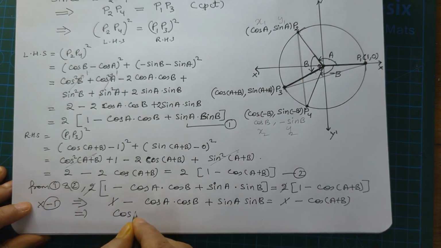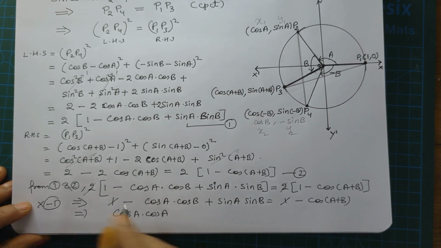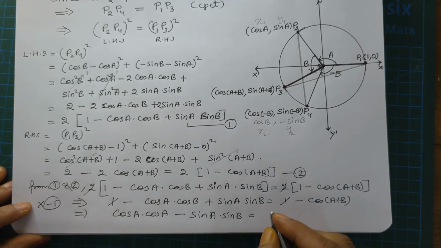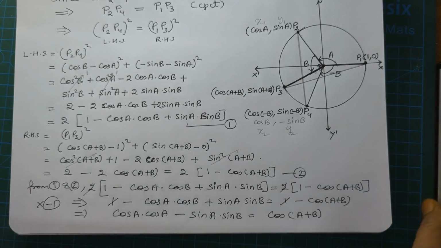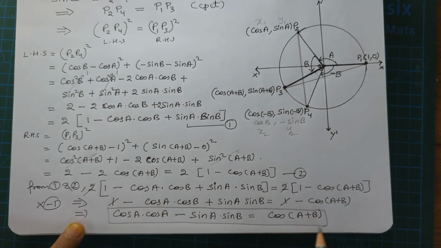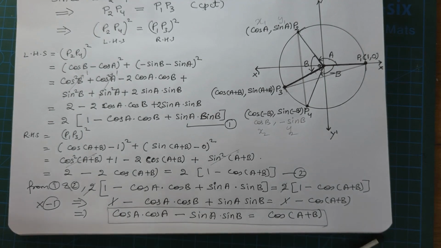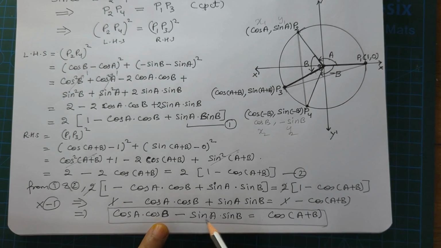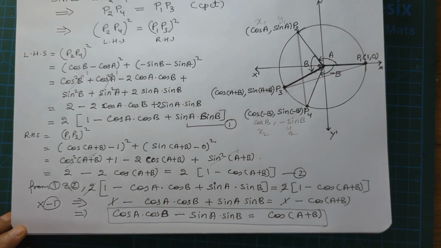So we get cos A cos B. Negative of positive is negative, so this is minus sin A sin B, which is equal to, negative of negative is positive, cos of A plus B. So ultimately we derived the identity for cos A plus B: cos A plus B is cos A cos B minus sin A sin B. Hence this identity is proved.